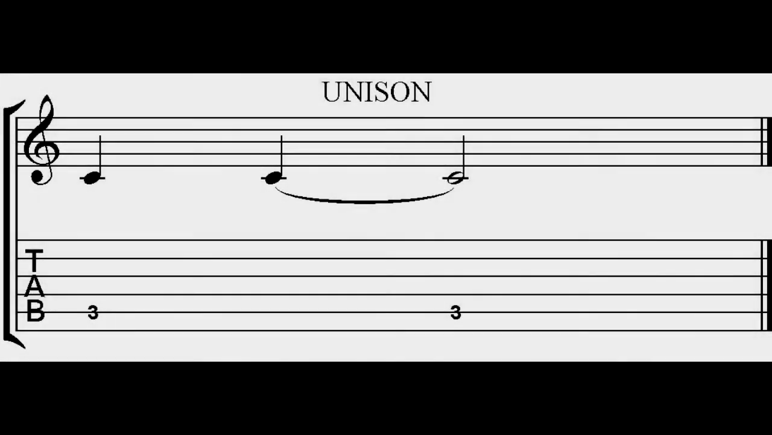Let's look at the first interval, the unison. Unisons are easy. It's basically the same note twice. We can all recognise someone when they play the same note twice, so it's easy. This is what the unison sounds like.